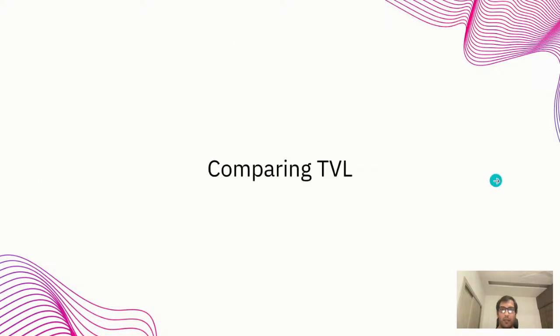If we compare the TVL very quickly, I don't really have the slides, but if you do go on L2Beat, you will notice that ZK Sync Era has a TVL of 506 million. Polygon ZKEVM has a TVL of 109 million. Linea has a TVL of 142 million, and Scroll has a TVL of 38.82 million.